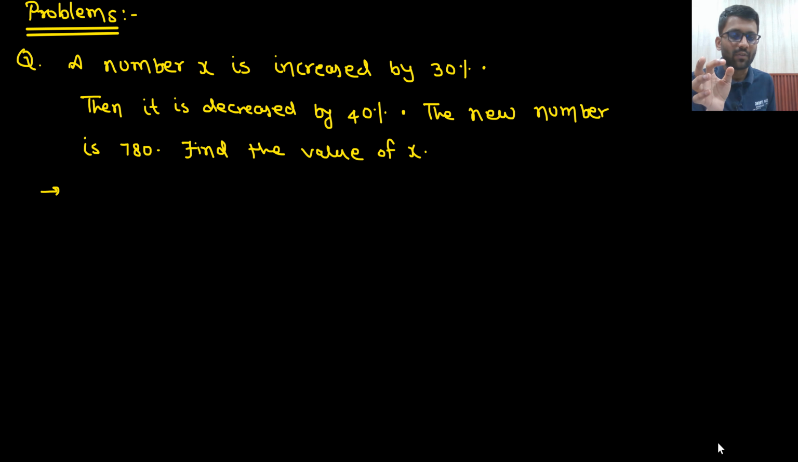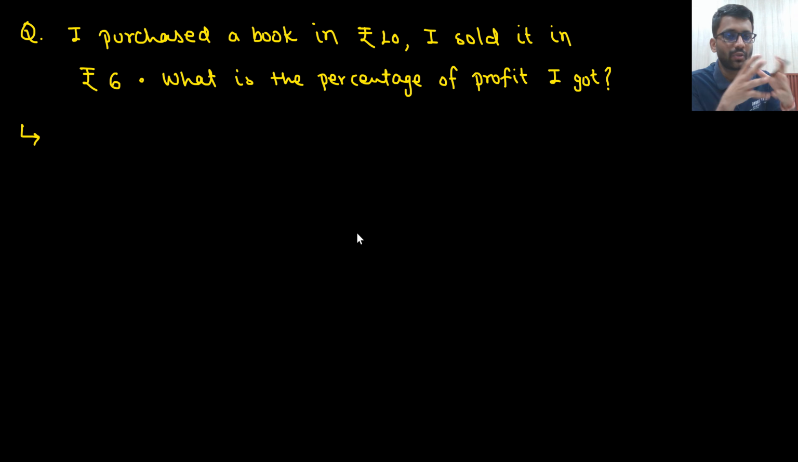Okay. These are not the final problems. Final problems we are starting from here. These are just the conceptual problems, so that you do not find difficulty in understanding the problems. Okay. I purchased something in 10 rupees and I sold it to 6 rupees. Purchased in 10, sold it in 6 rupees. So what is the loss I am having? Rupees 4.